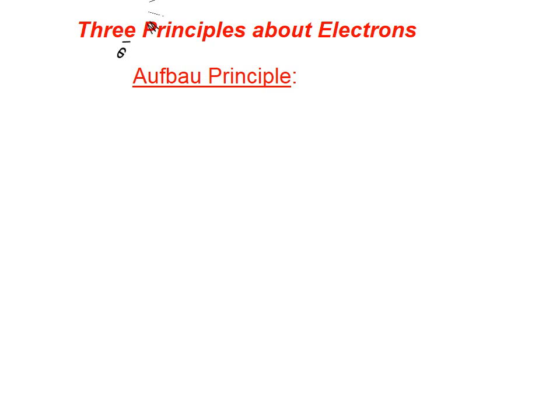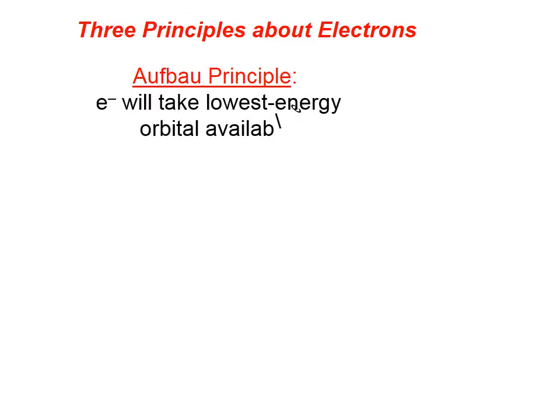Let's go over three principles about electrons. First is the Aufbau Principle. And the Aufbau Principle says that electrons will take the lowest energy orbital that is available. In an atom, that would be the 1s orbital. The next highest energy orbital is the 2s orbital.